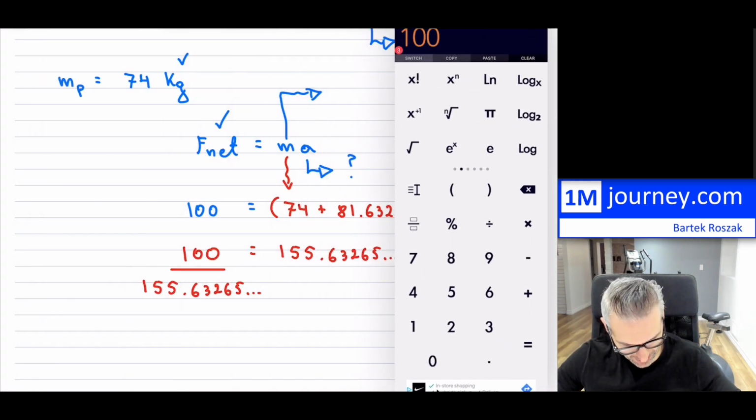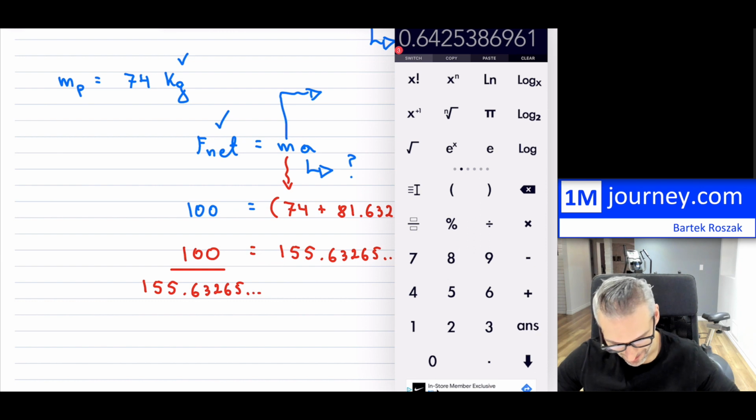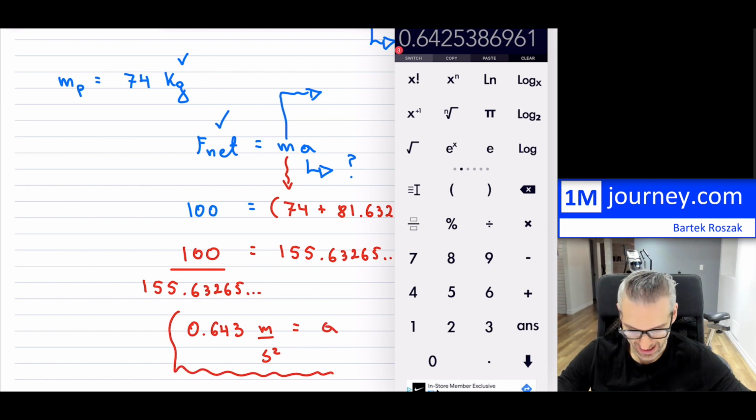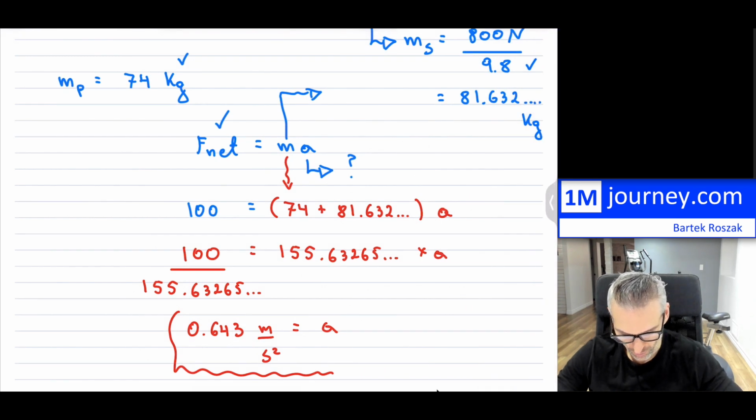So 100 divided by 155, again, keep as many decimals as you can. I kept about 5 in there. So this is going to be approximately 0.64, I think they said round to 3 sig figs, so I'm going to do that, and that's meters per second squared. That's the acceleration, and it's obviously in the same direction as the Fnet. And that would be it.